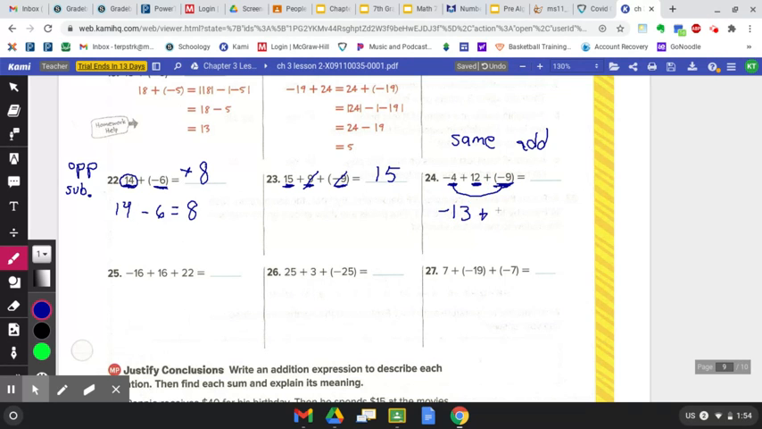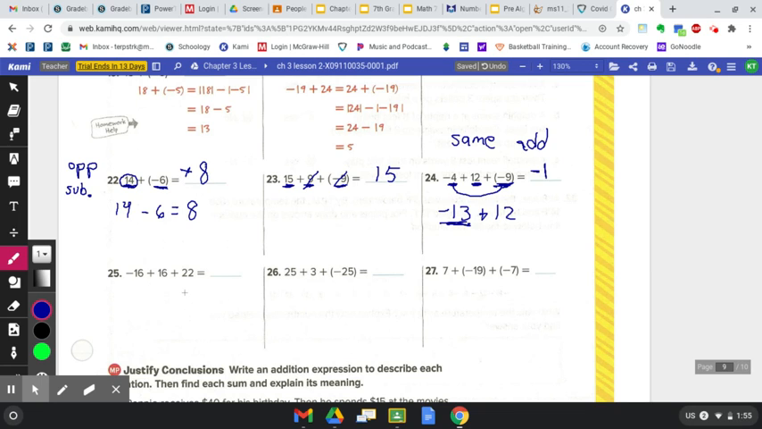And then I have plus 12. So here, opposite signs subtract. So 13 minus 12 is 1. Since the negative number is bigger, I'm going to have a negative 1 as my solution.